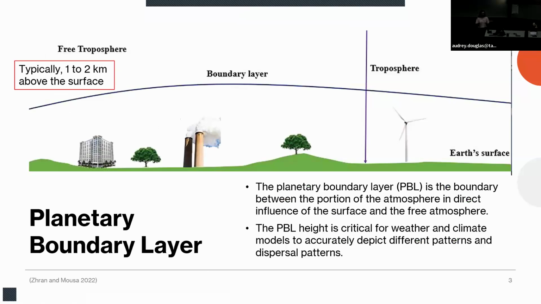The PBL is the boundary between the portion of the atmosphere in direct contact with the surface of the Earth and the free troposphere. In this image above, the area below the thin line in the middle is what we would call the Earth's surface influence. We're looking at where the boundary layer is so that we can use it for weather and climate models, which depict different patterns and dispersal patterns. It's typically around 1 to 2 kilometers, but it varies in different places.